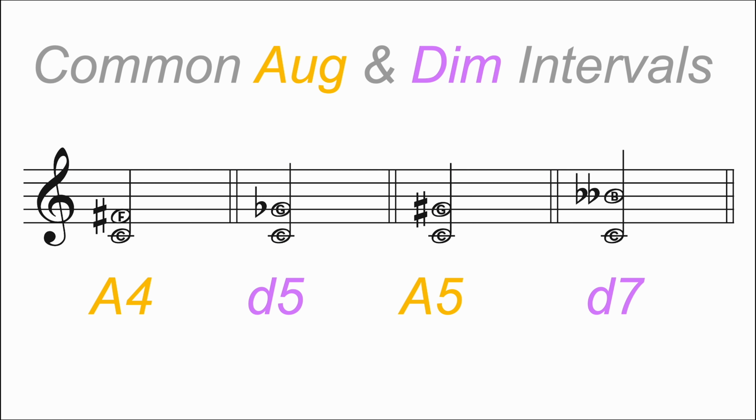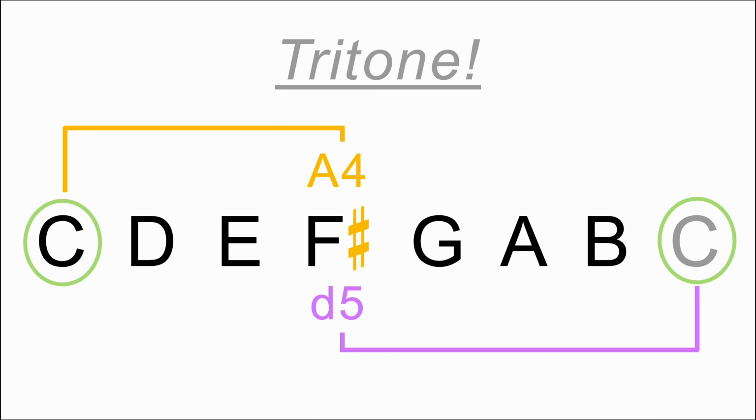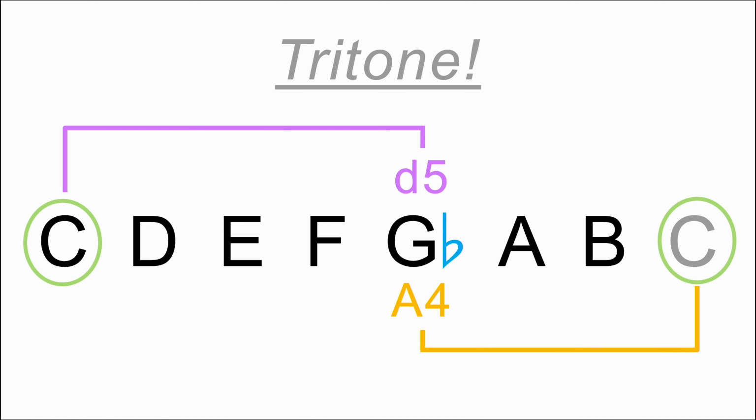All right, so looking at some common ones we have here, the augmented fourth or diminished fifth, depending on if your spelling is F sharp or G flat. I could have a C to G sharp as an augmented fifth, or this C to B double flat as a diminished seventh. And again, the most common being the tritone. So that C to F sharp being your augmented fourth, or C down to F sharp being your diminished fifth. Or as a G flat, it'd be a diminished fifth on the way up, or an augmented fourth on the way down. So there's your tritones.